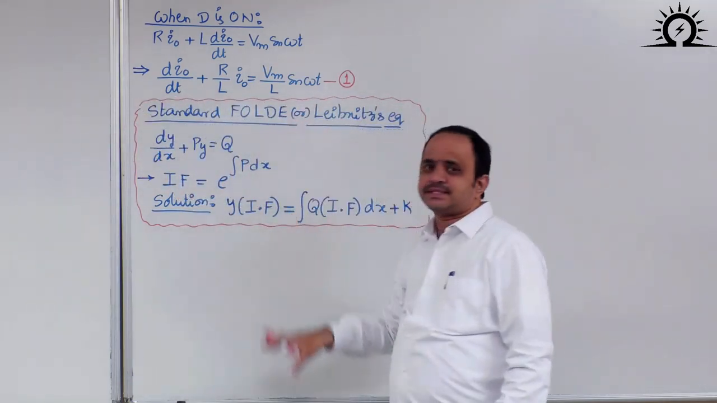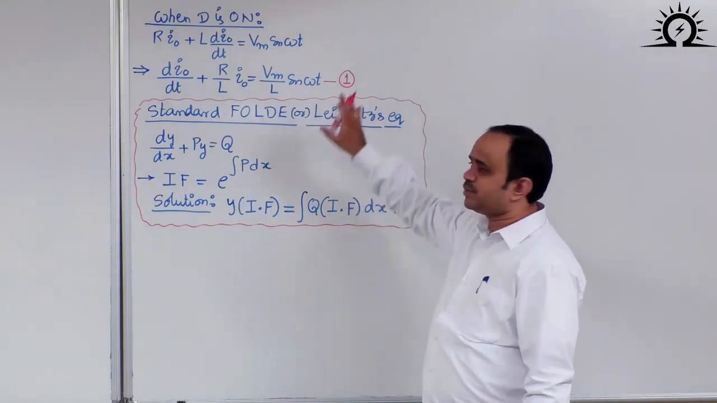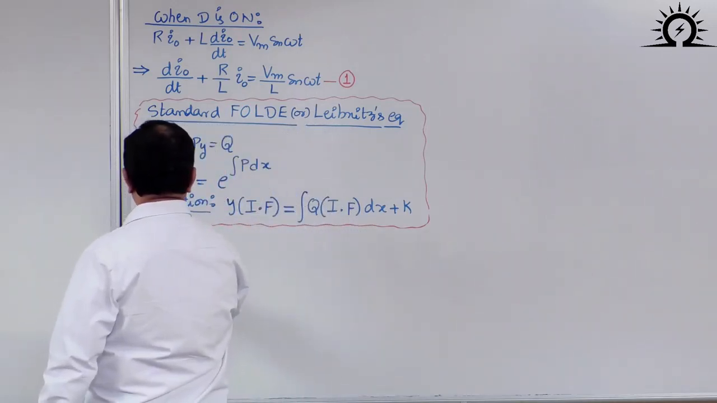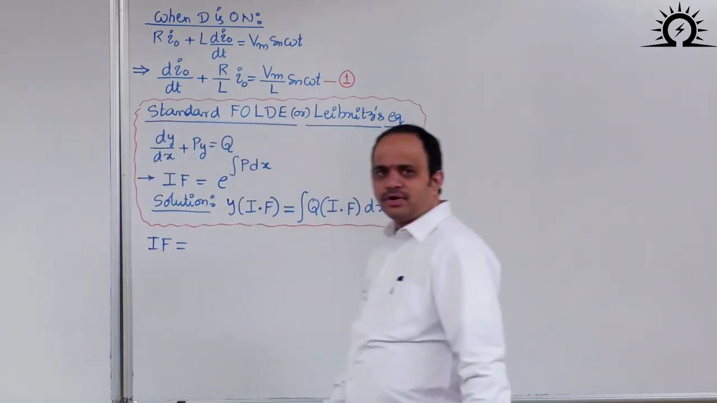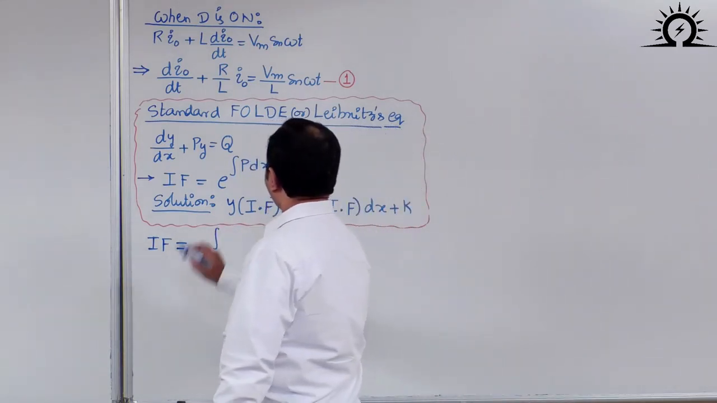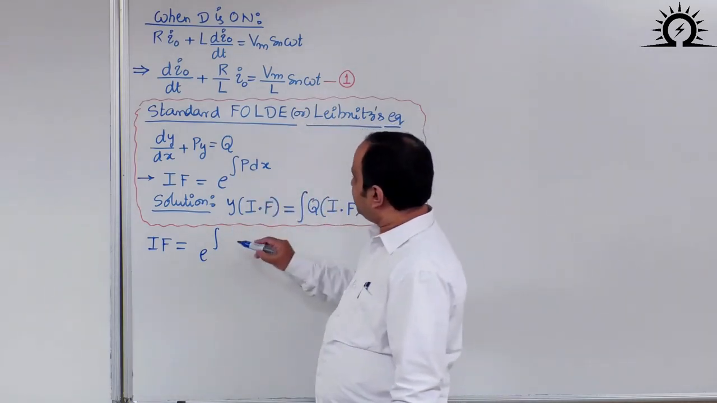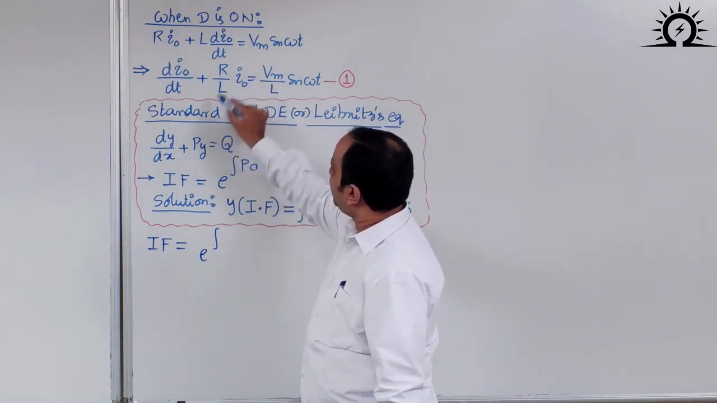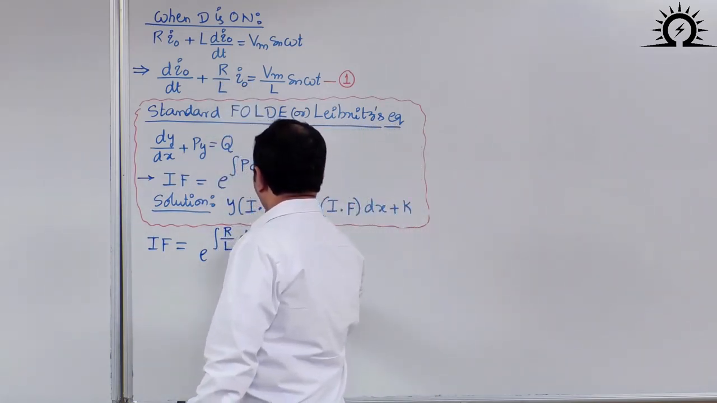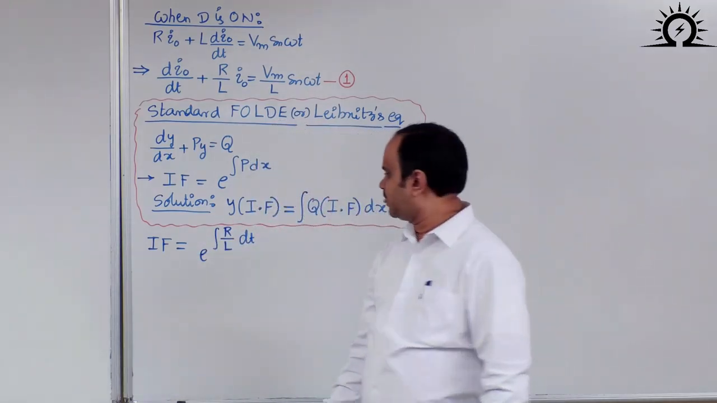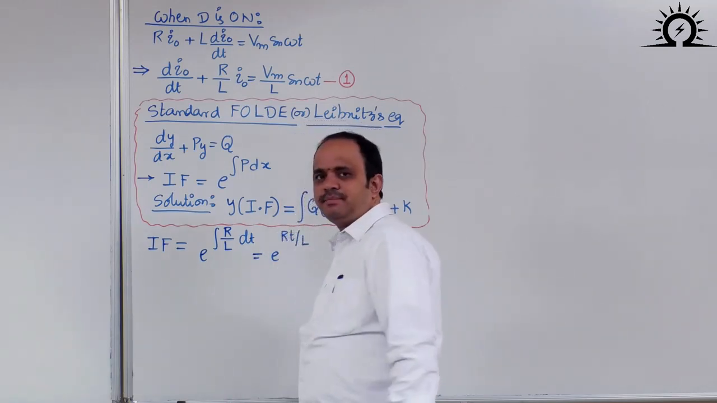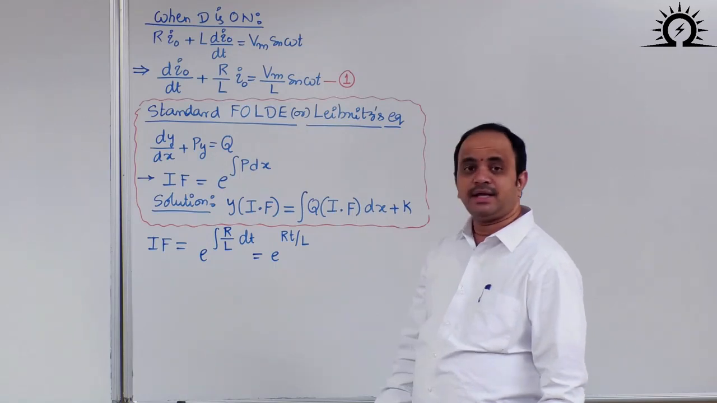Now we will use this conclusion to solve our equation number 1. By comparing term by term, let us find the integrating factor for our first equation. What will you get? e power integral p. In place of p, what is the term you have? R by L. Therefore, with integration with respect to time, we will get e power RT by L.